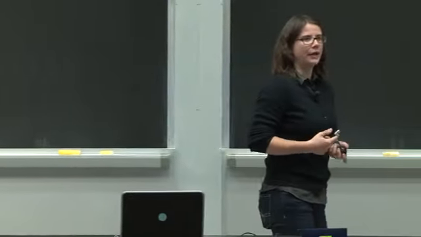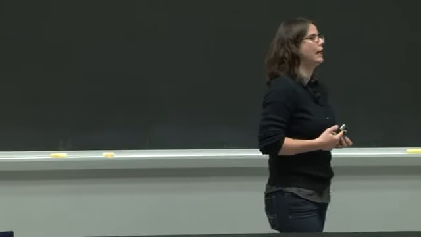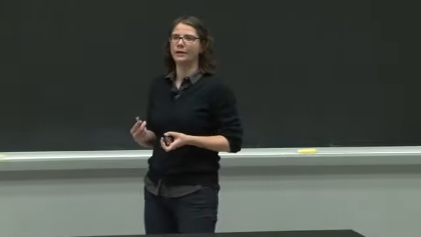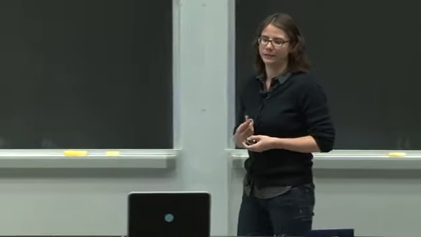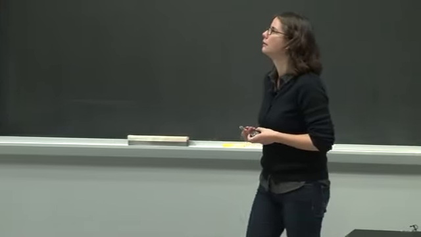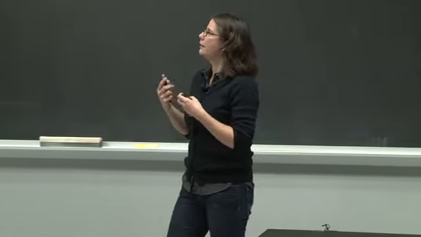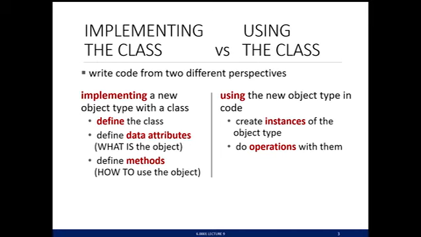In addition to data attributes, we also saw these things called methods. And methods were ways to tell someone how to use your data type. So what are ways that someone can interact with the data type? Okay. So that's from the point of view of someone who wants to write their own object type. So you're implementing a class. And the other perspective was to write code from the point of view of someone who wanted to use a class that was already written, okay?